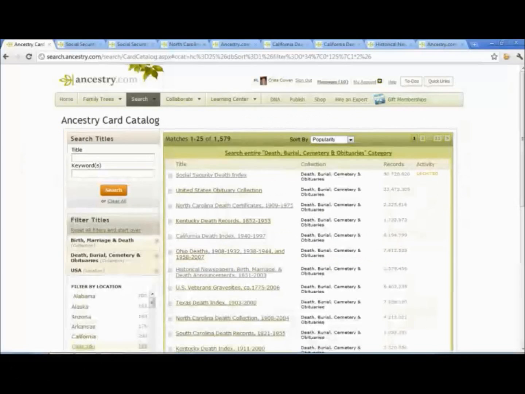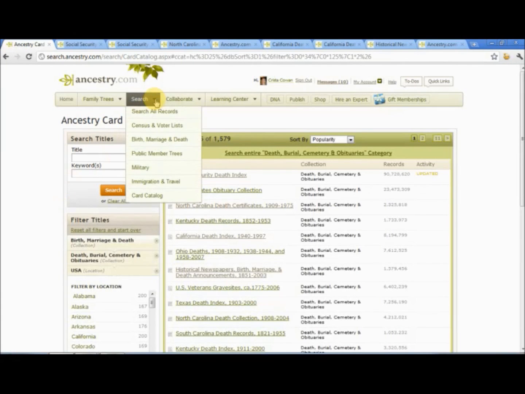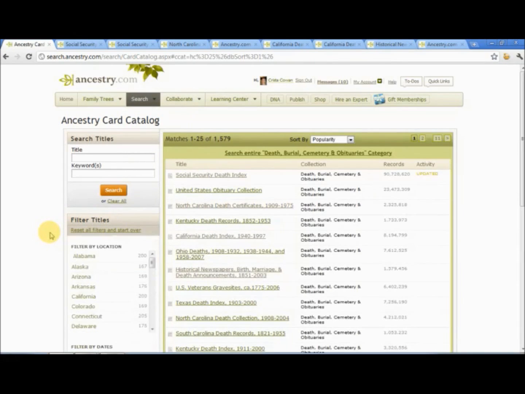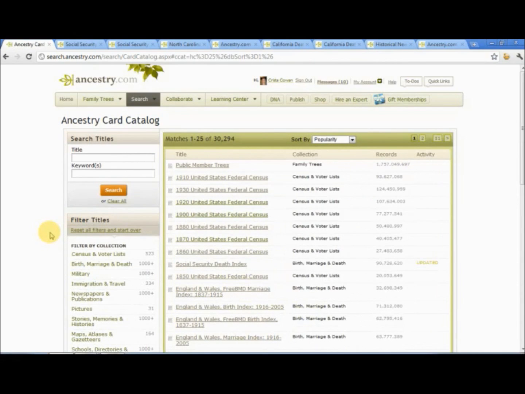So here we go. The first thing, and you'll hear me say this over and over again, is where do I find the records that I'm looking for? The card catalog is one of my most favorite, but I think your most underused resources. You can find it by hovering over your search button, scrolling down to the card catalog and clicking on that. What you'll discover quickly when you get into that card catalog is that Ancestry.com has over 30,000 databases.